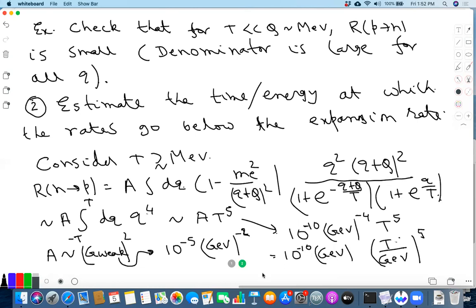In fact, it's 1 over time. So this I'll leave as an exercise to check that this is about 1 second inverse times T over MeV to the power 5.